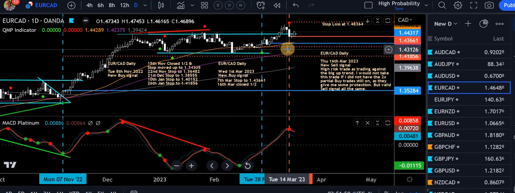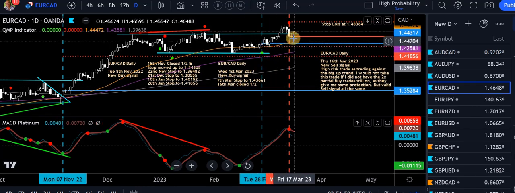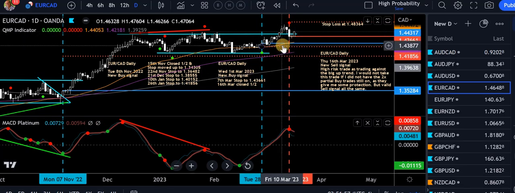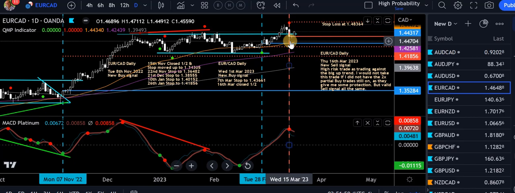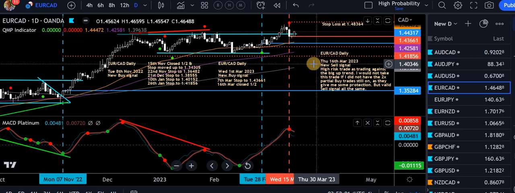16th of March we closed half, so I think that was in this year. Looked like it was losing a bit of steam, closed half, dragged my stop up. Can't lose on that. Then we took this sell on the 16th of March.